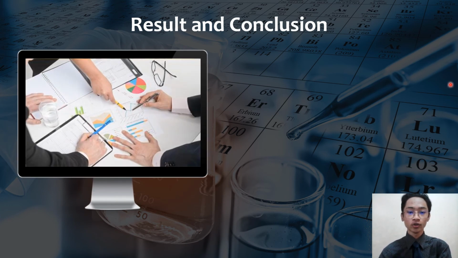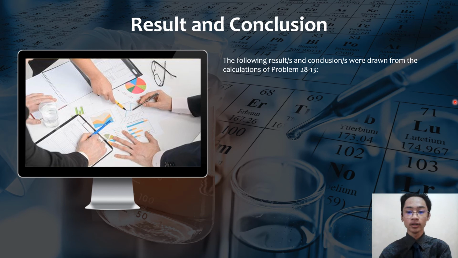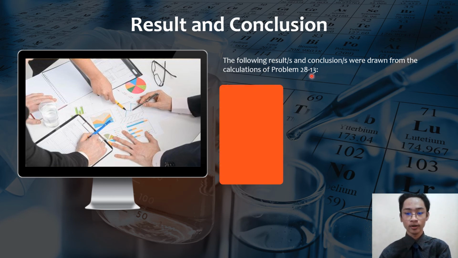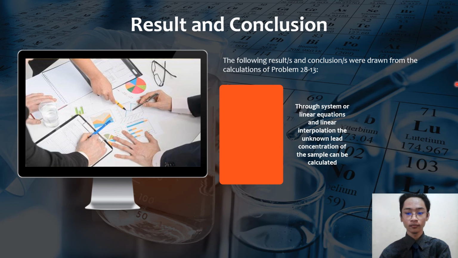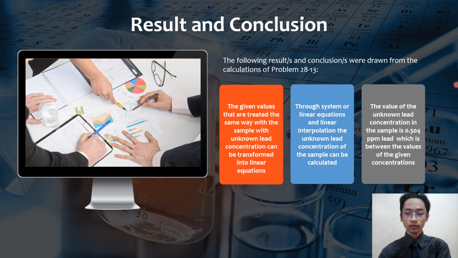Lastly, our result and conclusion. The following results and conclusions were drawn from the calculations of problem 2813. The given values that are treated the same way with a sample with a known lead concentration can be transformed into linear equations. So we got three linear equations that we used to solve the concentration of lead in the sample.